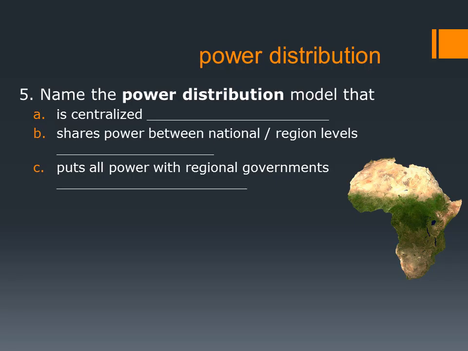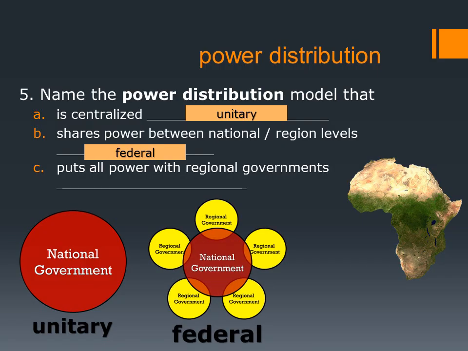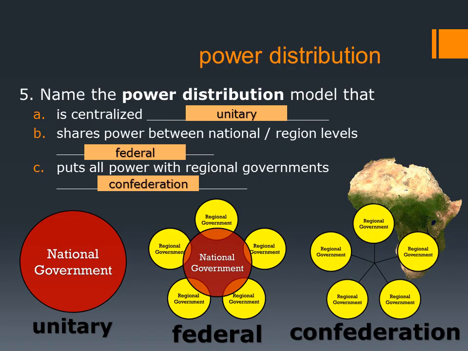On to power distribution. The power distribution model that is centralized, also known as concentrated, in one national government is of course unitary. Now if you have a power distribution system where power is shared or divided between both national and regional levels, that's federal. And if you have a government where all the power is held at the regional levels, that's a confederation.